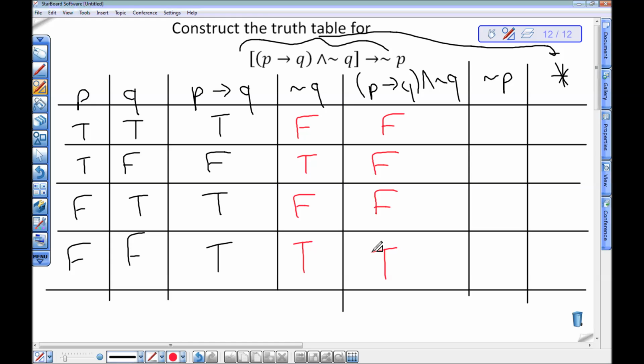My next column is not P. Just need to look all the way back to the left at P. So this is going to be false, false, true, true.